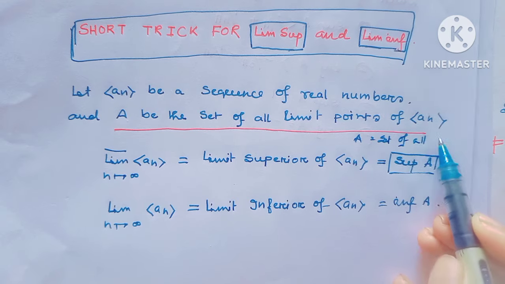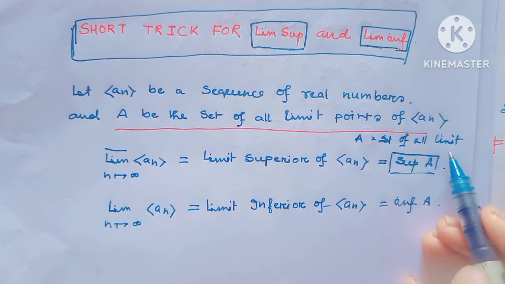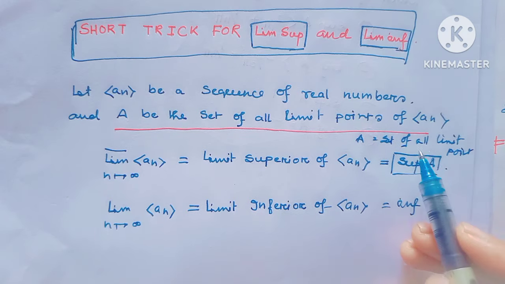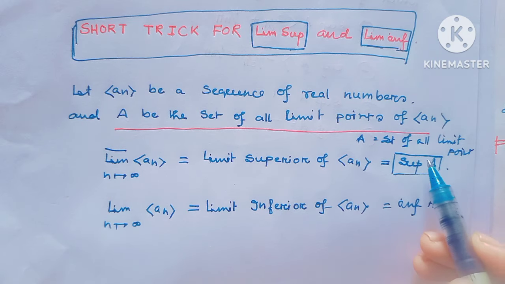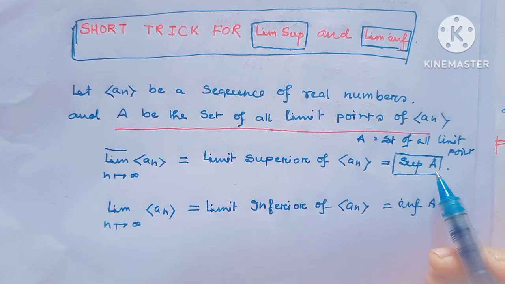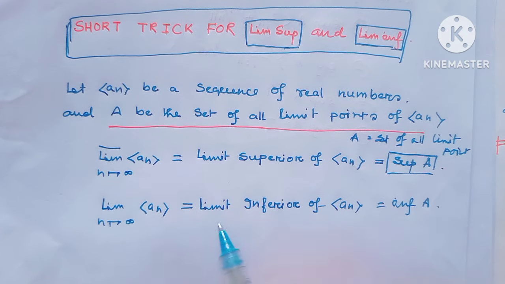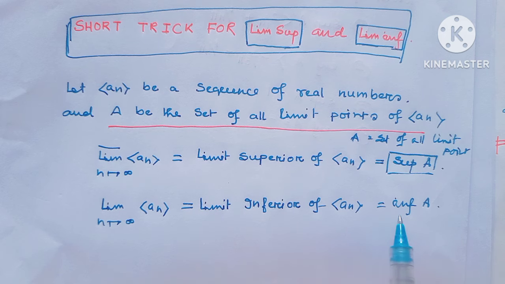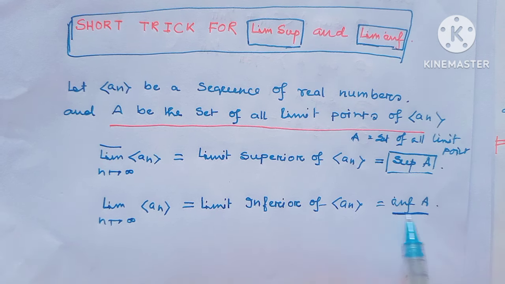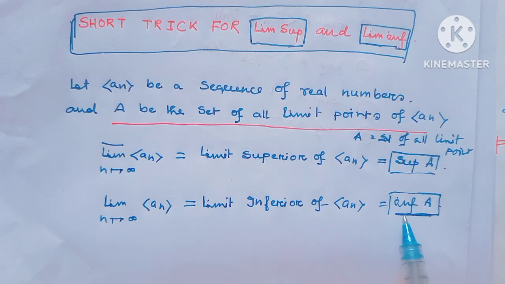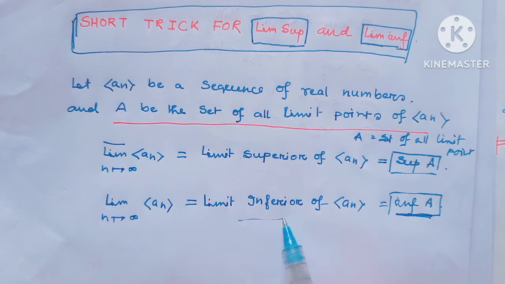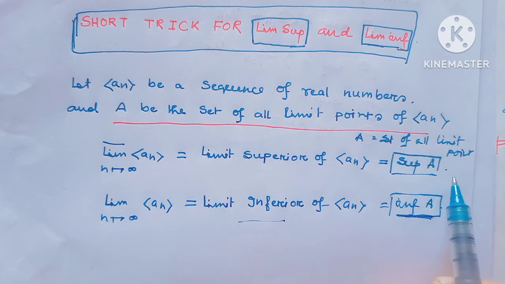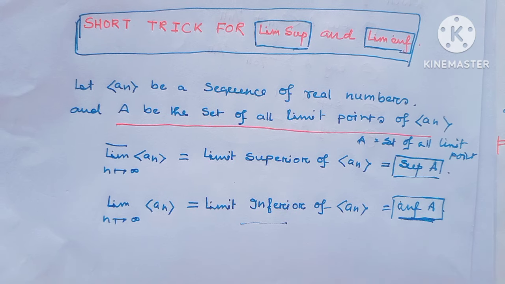the set of all limit points of the sequence a_n, and the highest limit point, meaning the supremum of the set A, is the limit superior. And the limit inferior of a_n is equal to the infimum of A. The infimum of this set A is the limit inferior and the supremum of the set A is the limit superior. Let's see some examples, then you will understand in a better way.